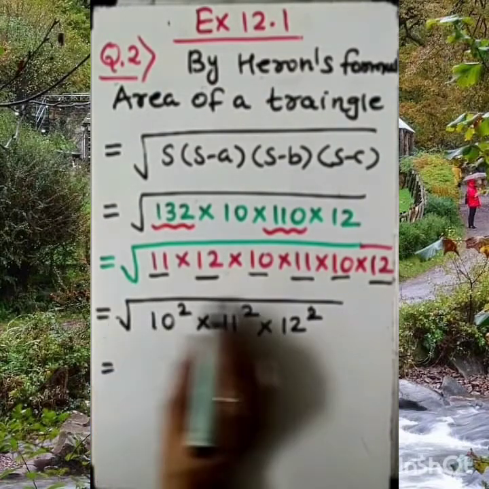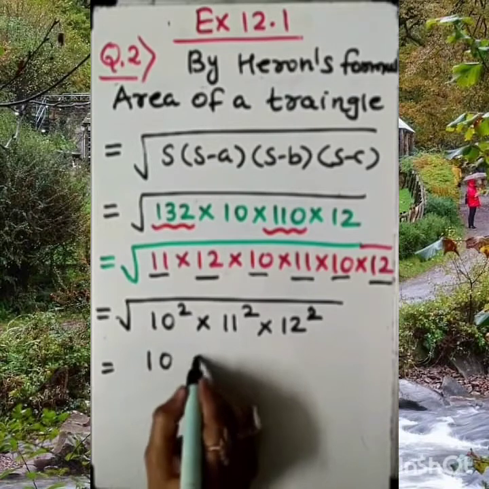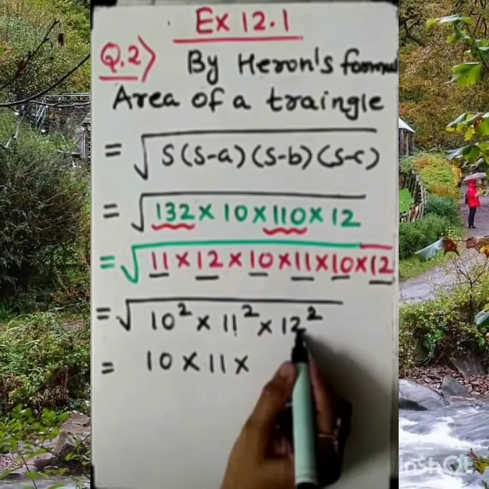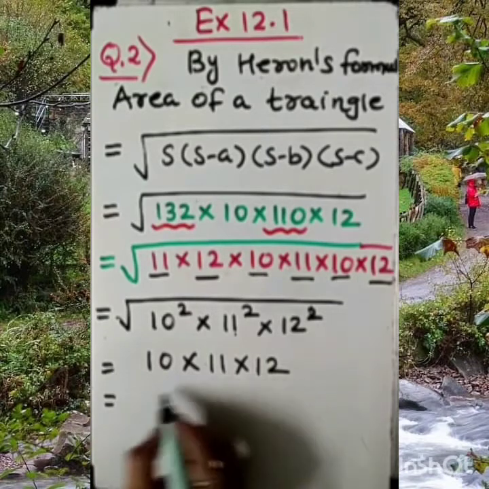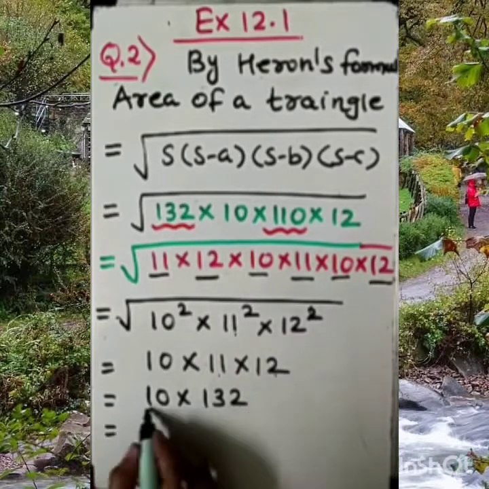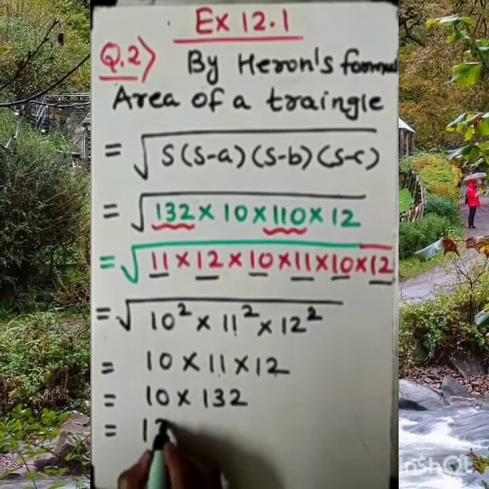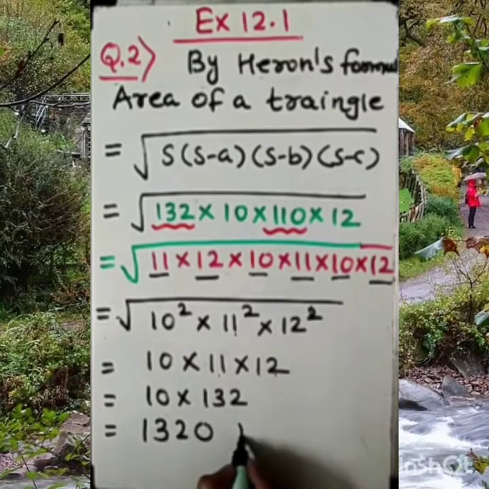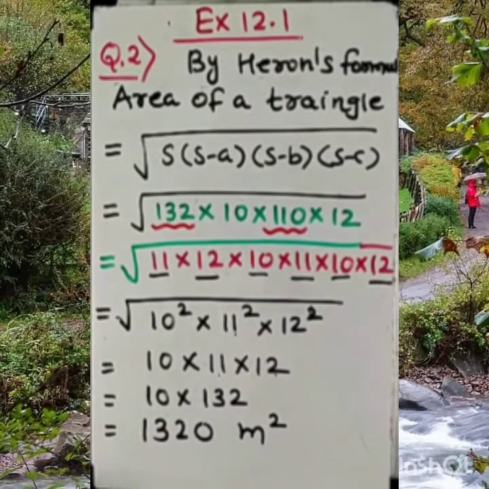So the square root will go away, and we need to write 10 into 11 into 12. Dear student, 10 into 11 into 12 is 1320. So this is the final answer. By Heron's formula, we are able to find the area of the triangle, that is 1320 meter square.